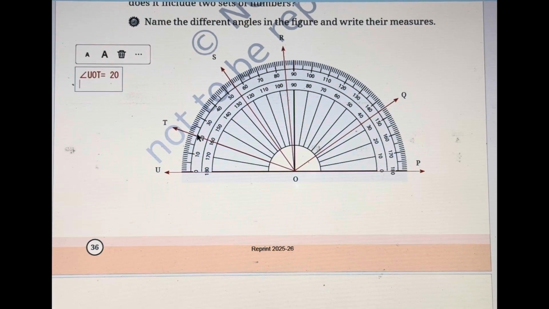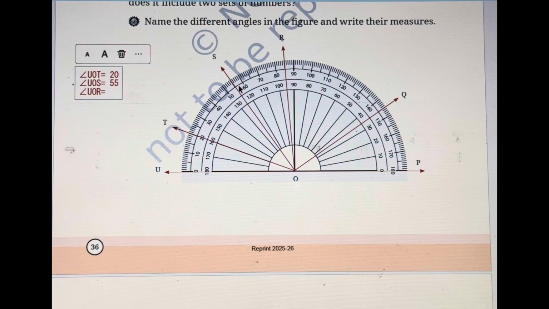Then if we see the next angle, UOS, here you can see it is between 50 and 60, so it is 55 degrees. UOS is equal to 55 degrees. Then we are still seeing the outer scale, UOR. If we see, it is between 80 and 85, so UOR is equal to 85 degrees. Now you see the next angle. We are seeing the single angles first.